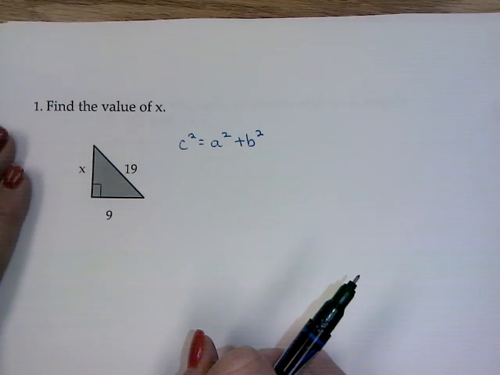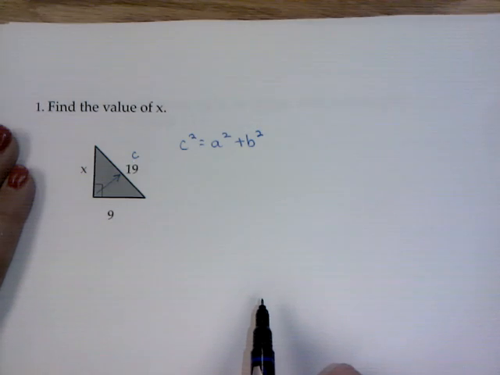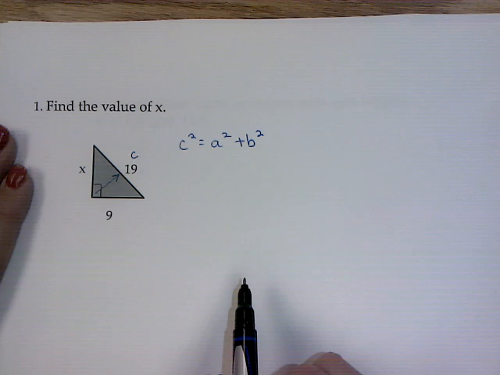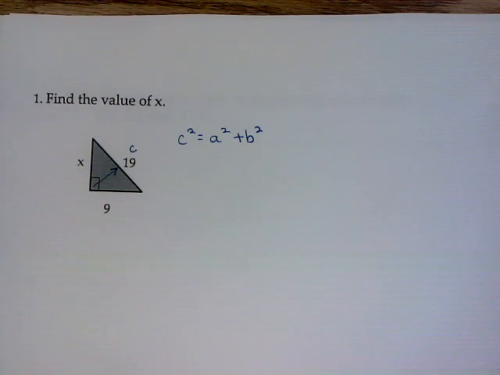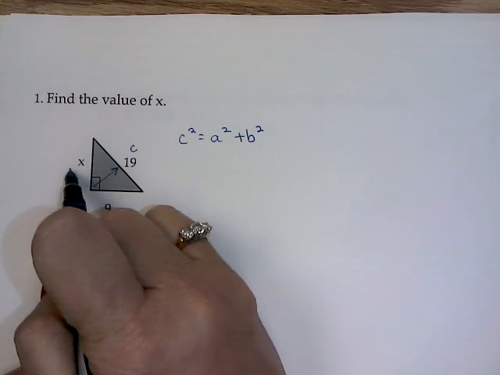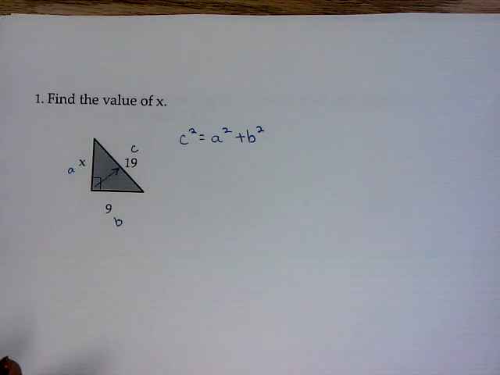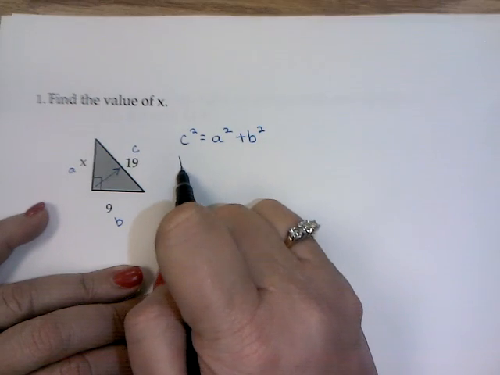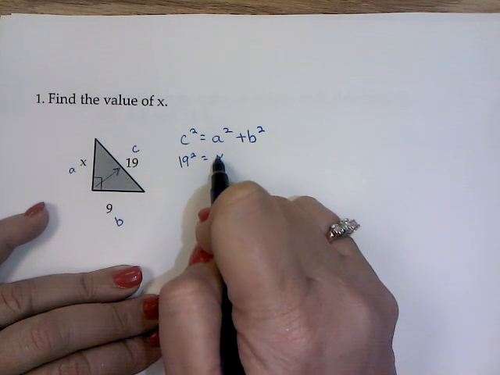So how do I know who a, b, and c are? C is always directly across from my right angle. It's not that A and B don't matter, it's that A and B can be either leg. We call one A, we call one B, because mathematically they work the same in the equation. So now I'm going to substitute in my various sides. Oops, that's x squared.